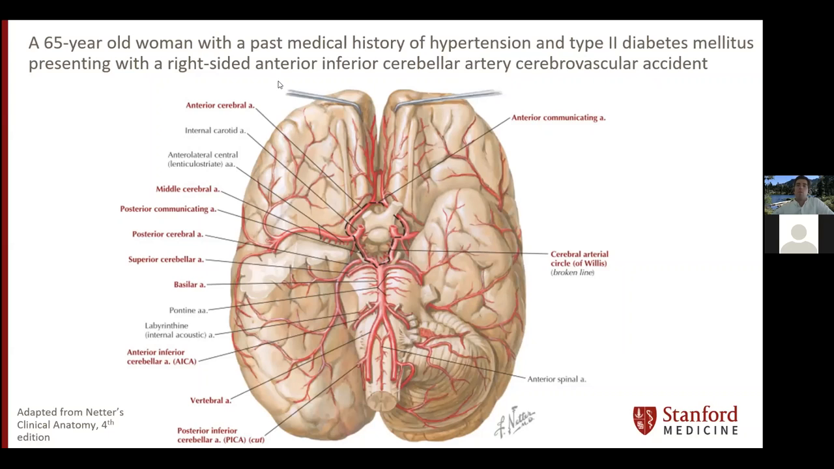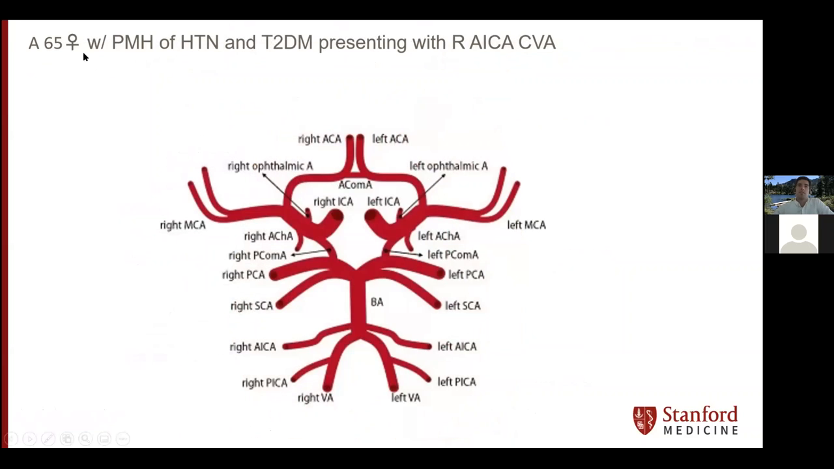And when you show me that, if you sent me a note with that information, I would say, I don't have time to read this. I can't figure out what's going on. Whereas you can easily put this into 65-year-old female, PMH of hypertension, diabetes, and a right AICA CVA. And you can immediately, with these acronyms, figure out exactly what's going on and be able to take action. So this is why we use acronyms.